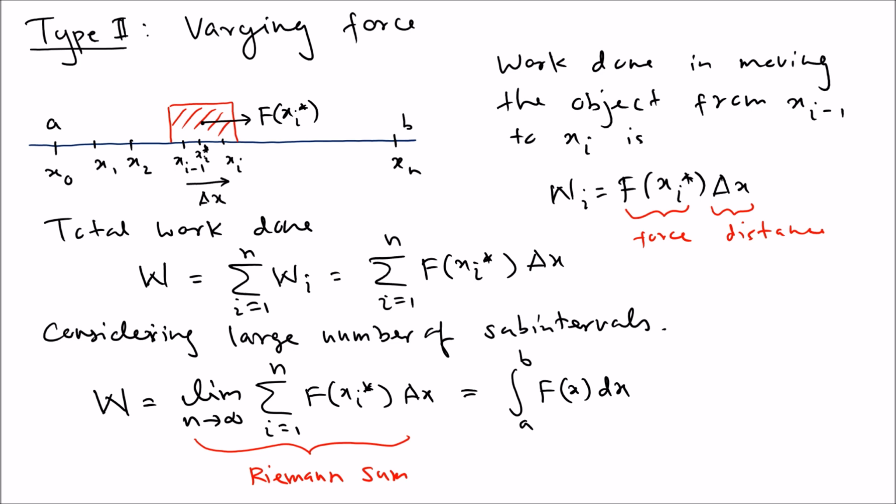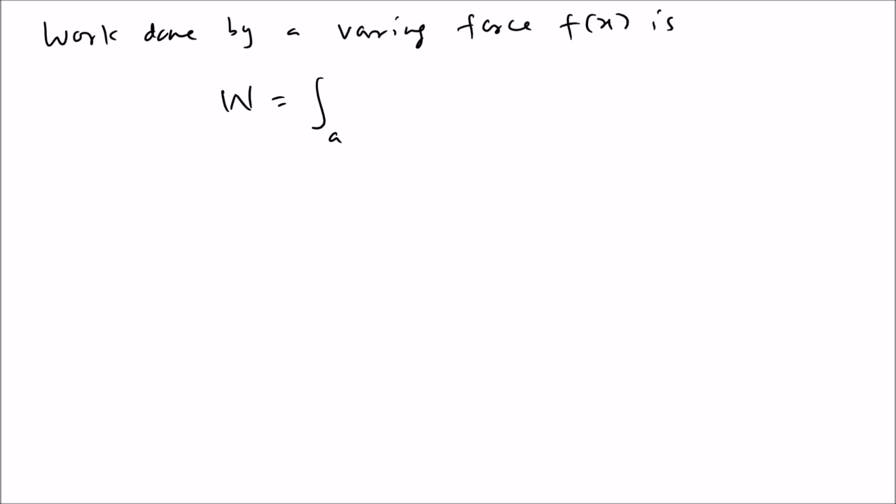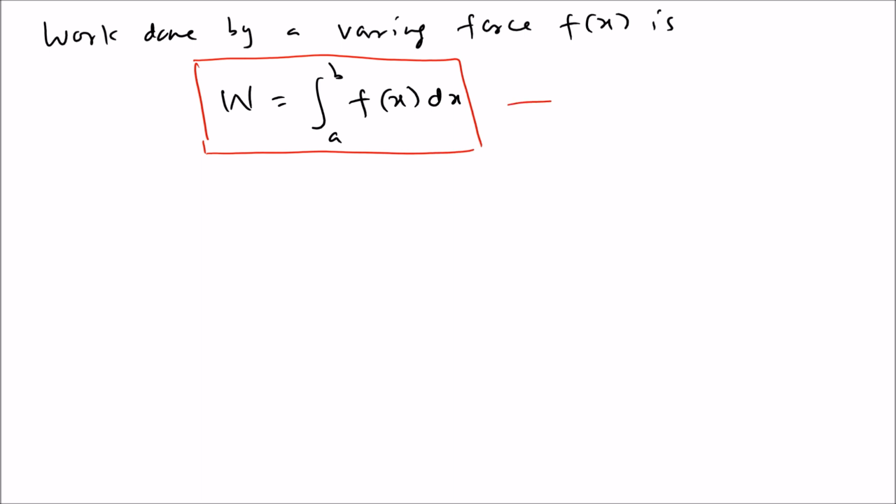So let's state it again. We can say the work done by a varying force f(x) is W equals the integral from a to b of f(x) dx. Okay, so that is the formula for the work done. Good. So this is formula number 3. Good. So let's do a problem from that. So we can do this problem.